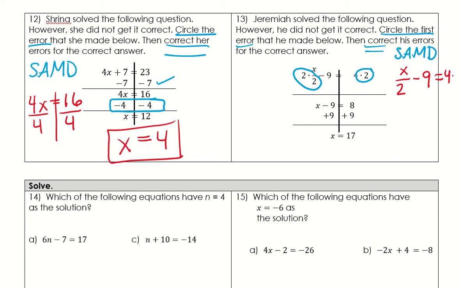All right, so I'm going to first add 9 on both sides. So I have x over 2 equals 13. Now I multiply both sides by 2, and I have x equals 26.